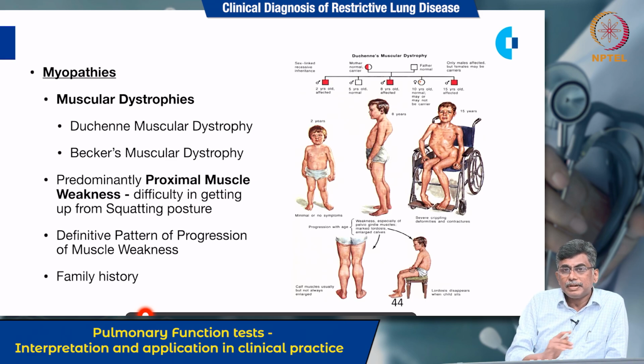They also have a definitive pattern of progression. At 2 years they have very minimal symptoms. At around 8 years weakness starts to appear and they can't get up from squatting posture, and by 15 years they are crippled, they are wheelchair bound. And another important thing is it's an X-linked recessive disease. There is a family history of this disease. So this history will help us to identify whether it is probably a muscle disease.